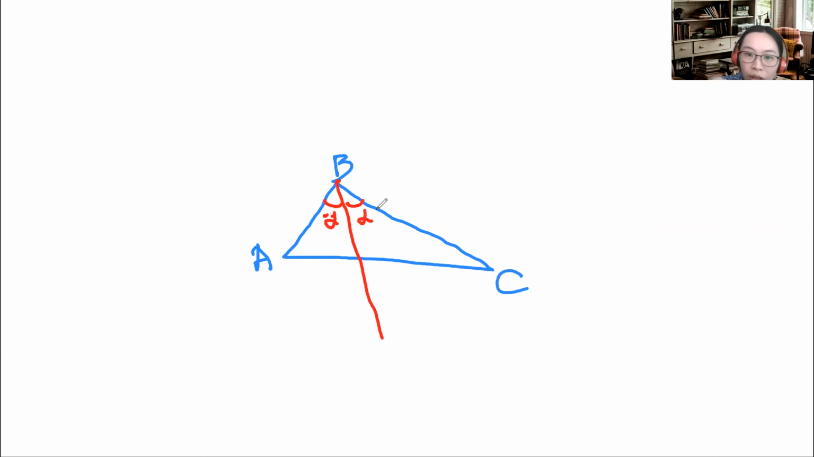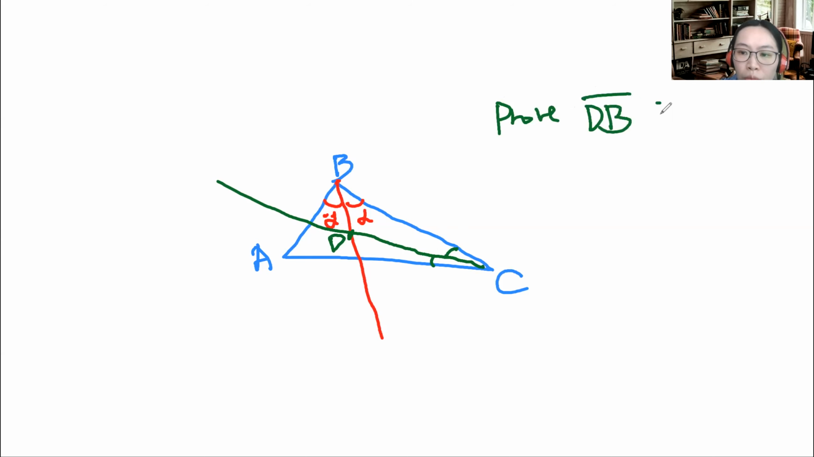So this is, let's call it alpha and alpha, because they're the same. And let me use another line. So I have another angle bisector here at C, right? So now I also have this angle the same as this, and the intersection, we want to call D. Okay, so what do they want? They want us to prove DB is less than DC.